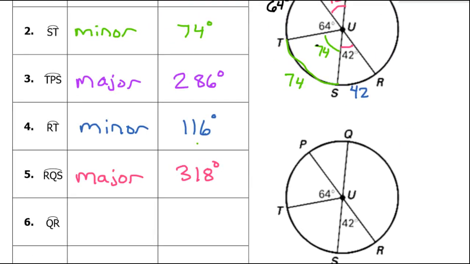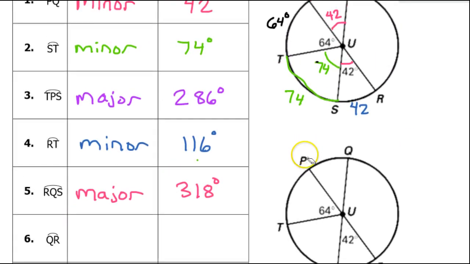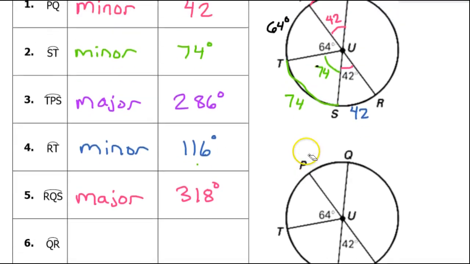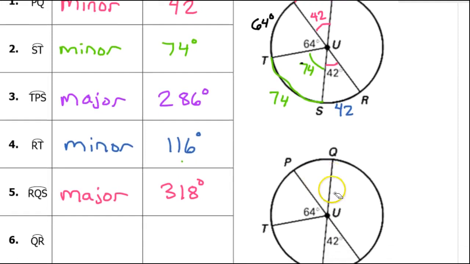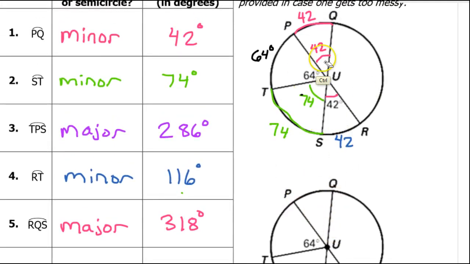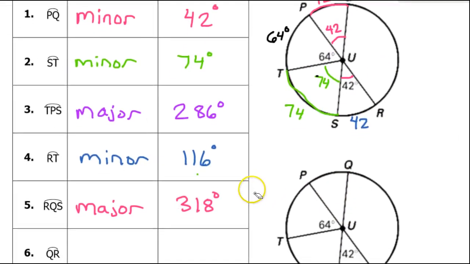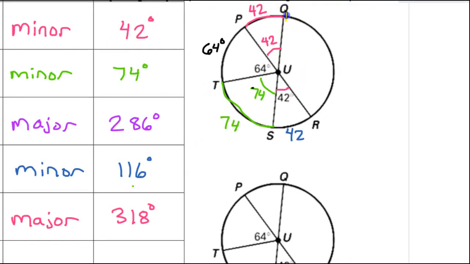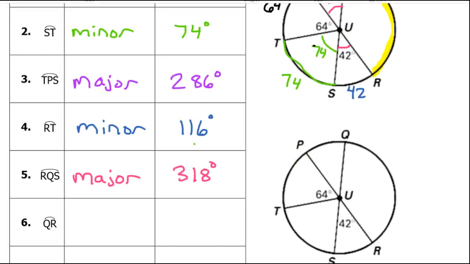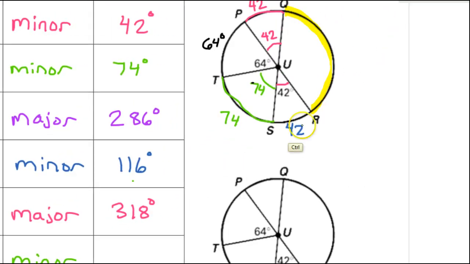Okay, how about arc QR? All right, I guess they gave us a fresh picture, but I think I would rather just keep using the same one because I already found all this information. What if I need it? Okay, so what about arc QR? Arc QR is right here. This is a minor arc. All right, it's clearly less than 180. So what am I going to do?